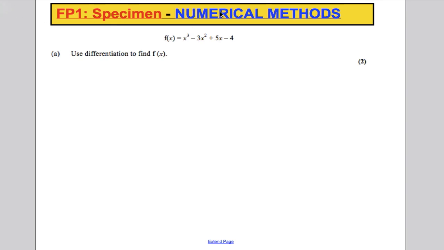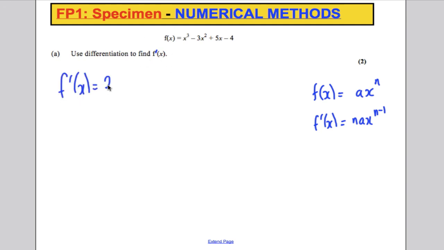Right, let's get going. It gives us a polynomial f of x and it says use differentiation to find f dashed x. You will remember for any polynomial of the form a x to the power of n, where a is a number like 2 or 6, f dashed x is n a x to the n minus 1. So using this here, f dashed x, bring down the power, is 3x squared subtract 6x plus 5. Nice and straightforward.